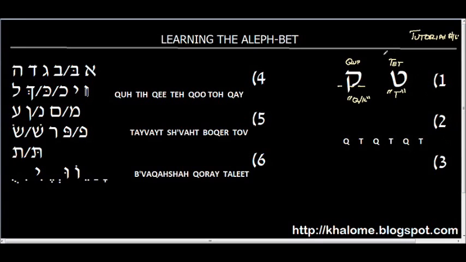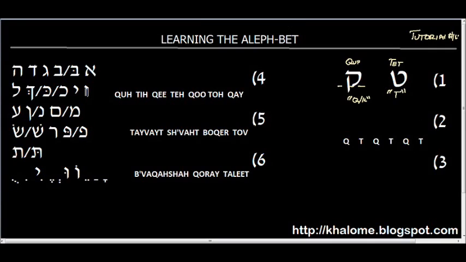The Tet and the Kuf are used quite often. I don't want to give the impression that they're not used that much, but typically you're going to see the Tav being used more often for the T sound, and probably the Kaf for the K sound. But still, there are quite a lot of words with the Tet and the Kuf in them.